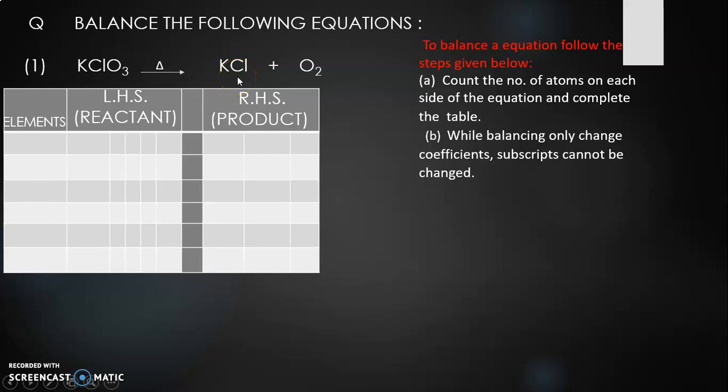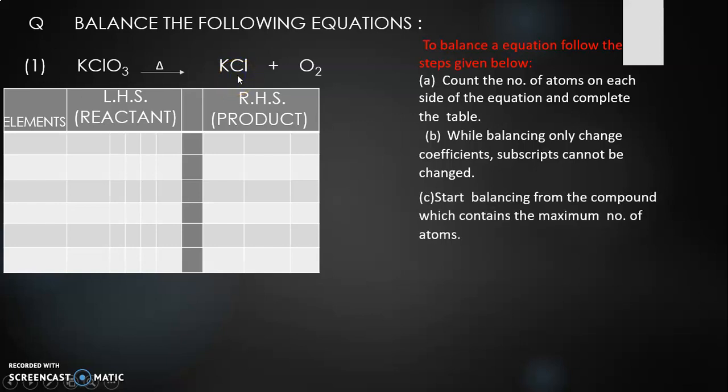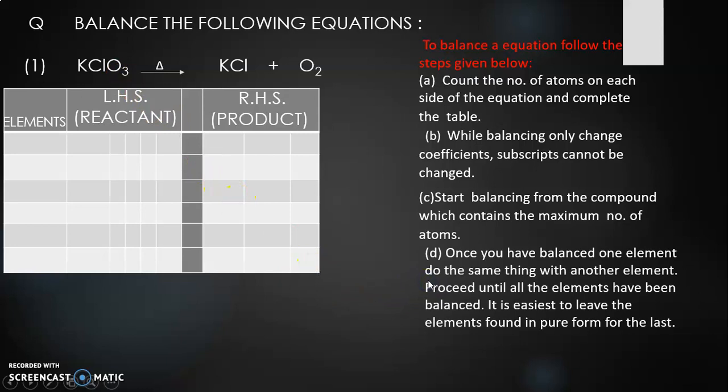How do we start? We start balancing from the compound which contains the maximum number of atoms. So students, in this equation, which is the compound? Correct. KClO3. This is the compound which has the maximum number of atoms. Then we start balancing.